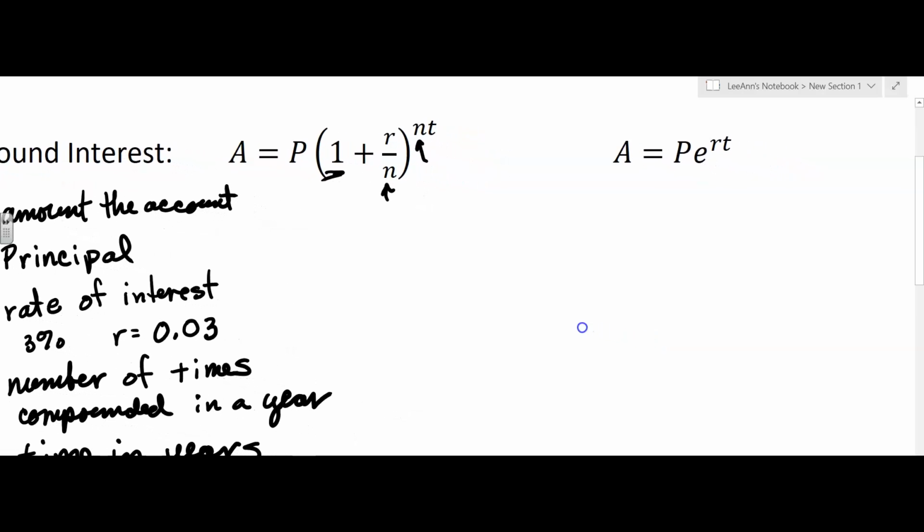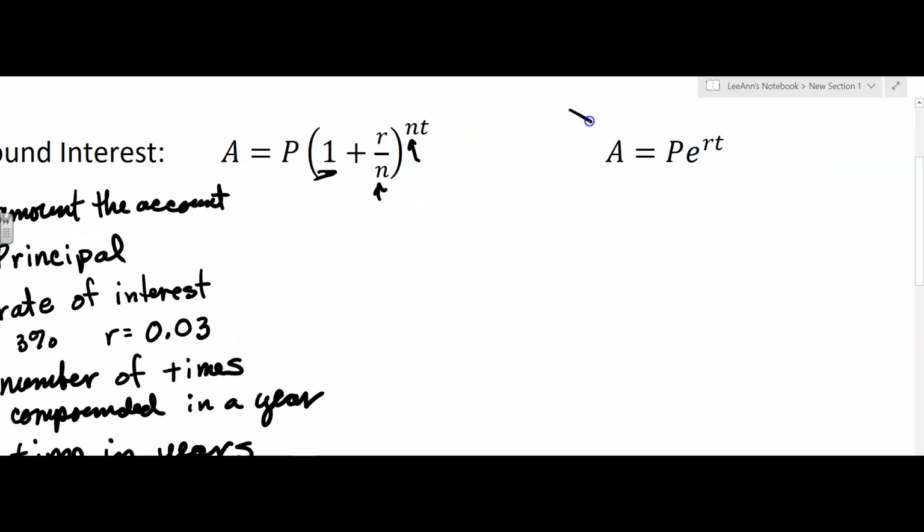This other formula is kind of special. You notice that it's got the E in it. It looks a little simpler than the first formula, but it has that number, that natural number E in there. P is still the principal, R is still the rate, T is still the time in years.